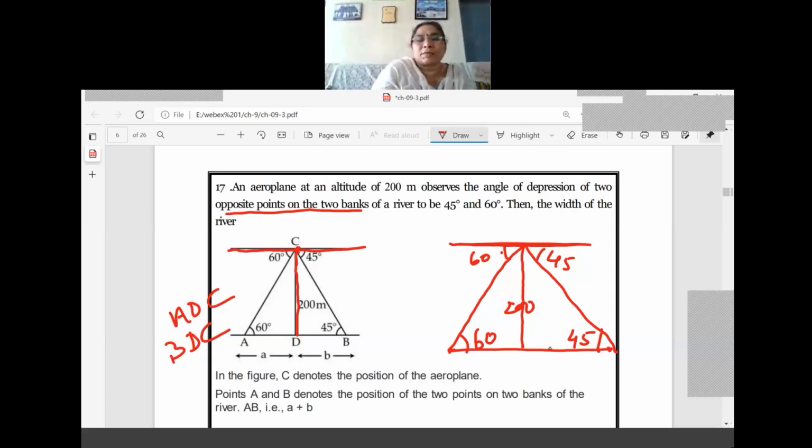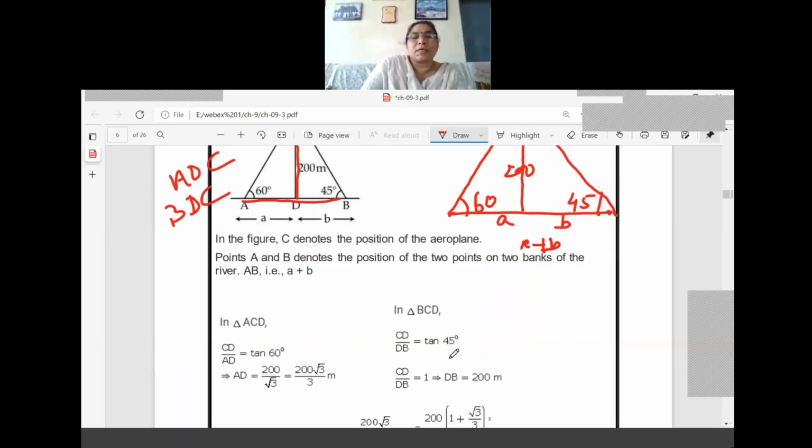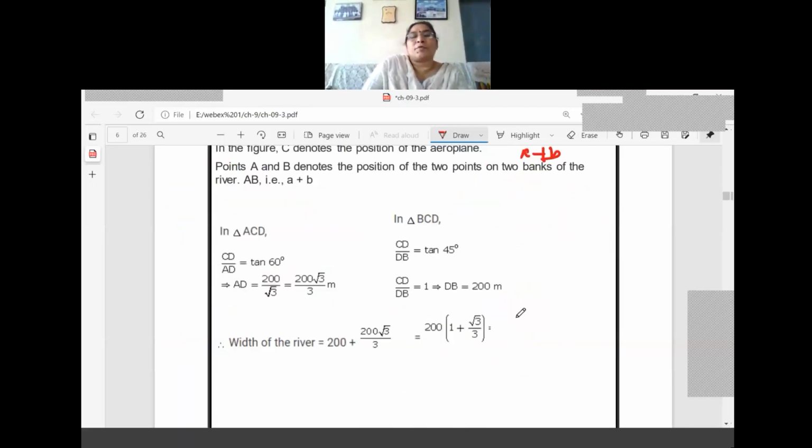Now, what is asked? The width of the river. That means AB length is asked. This length, it is taken as A and it is B. So, this length is asked. So, A plus B is calculated. So, tan 60 ratio should be formed first and tan 45 ratio should be formed next. Then we should add both. That is equal to 200 into 1 plus root 3 by 3 only.